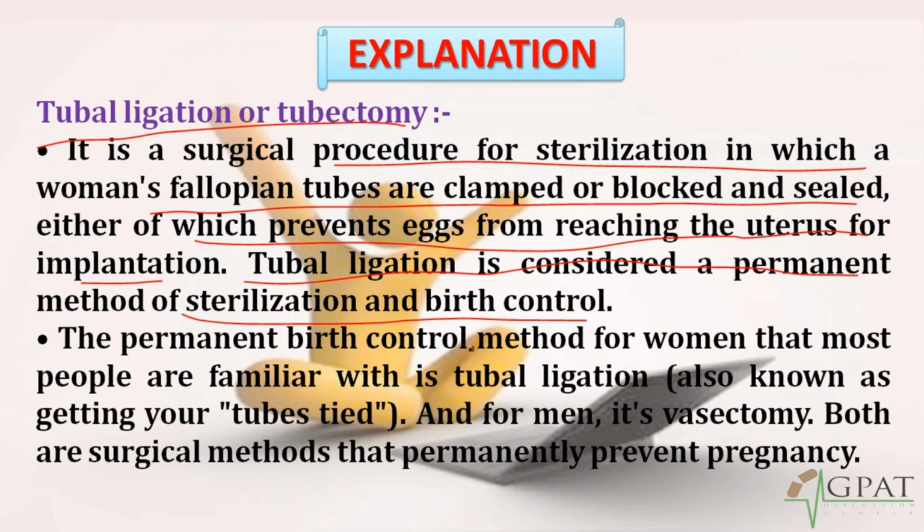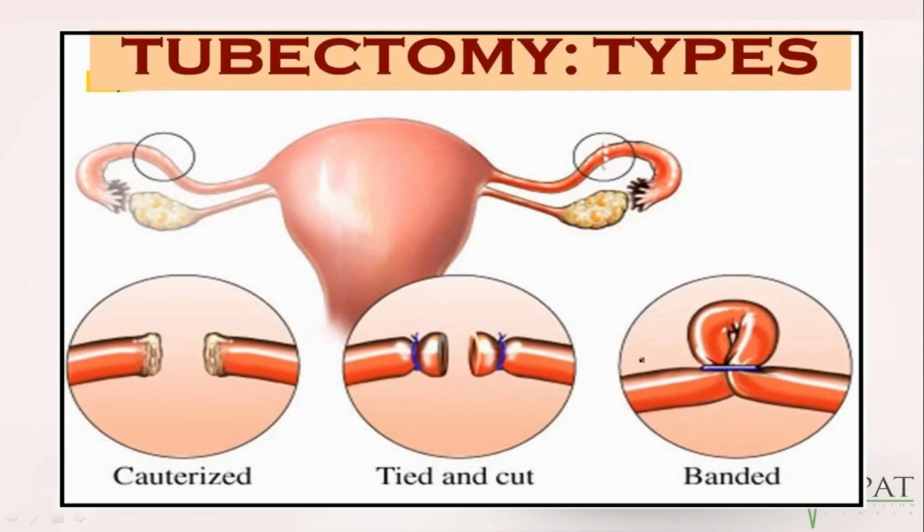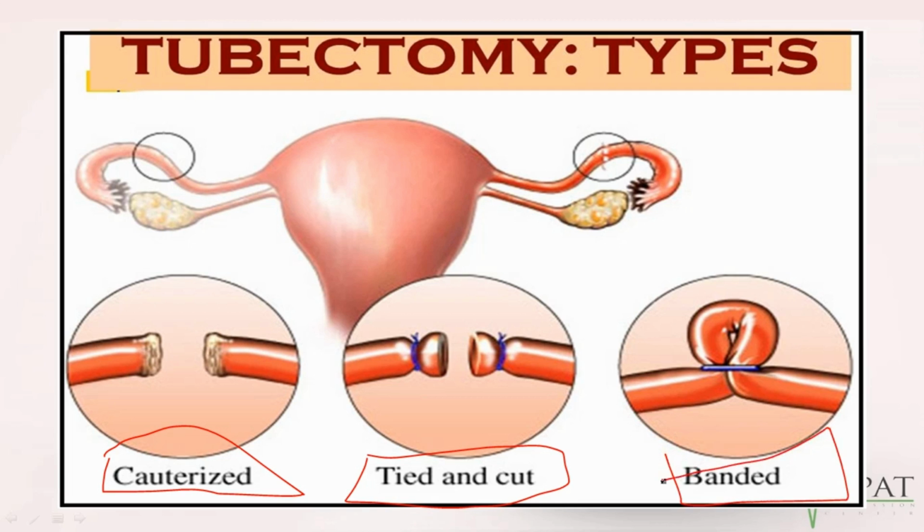The permanent birth control methods for women that most people are familiar with is tubal ligation, also known as getting your tubes tied, and for men it's vasectomy. Both are surgical methods that permanently prevent pregnancy. You can see in this diagram, tubectomy has basically three types: cauterized, tied and cut, and banded. Here you can band it.